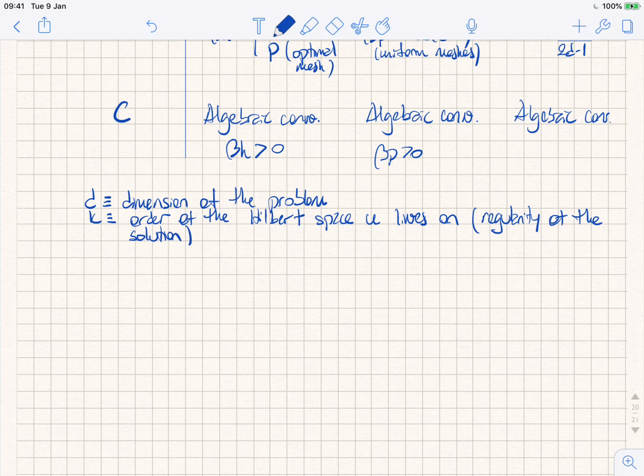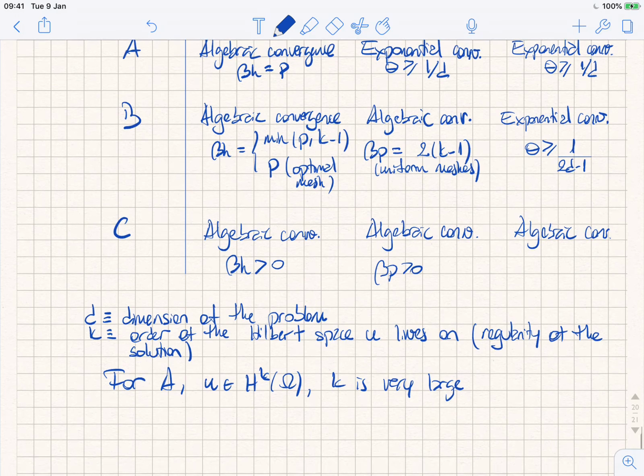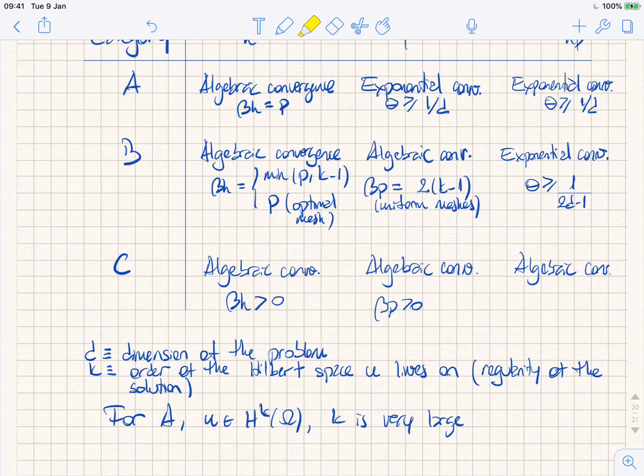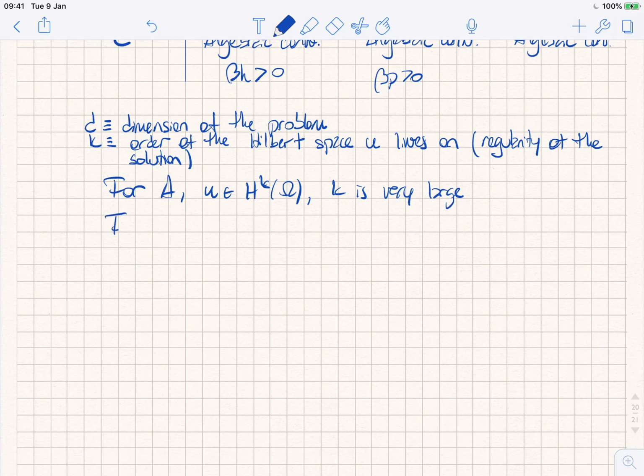Yeah, so for problems in A, u belongs to H^k on omega, and k is very large. So then if we look back at this table, our convergence rate is going to be determined by the polynomial order that we're dealing with. For problems in B, on the other hand, u belongs to H^k of omega, but just k is greater than 1, and in that case of the crack that we were discussing, k was 3/2.